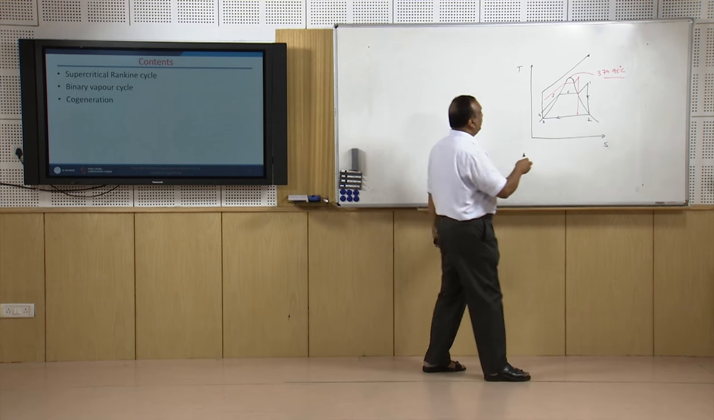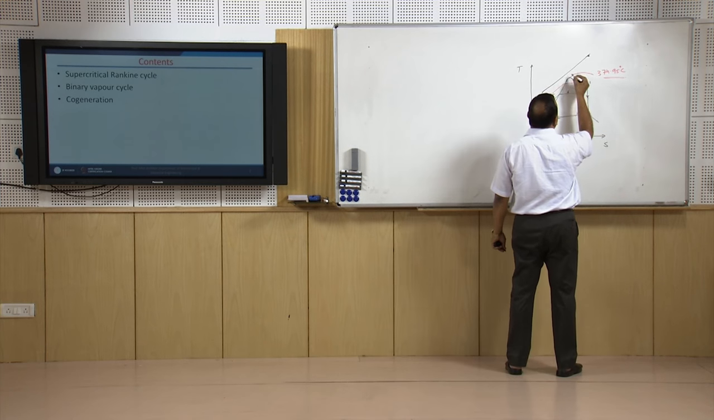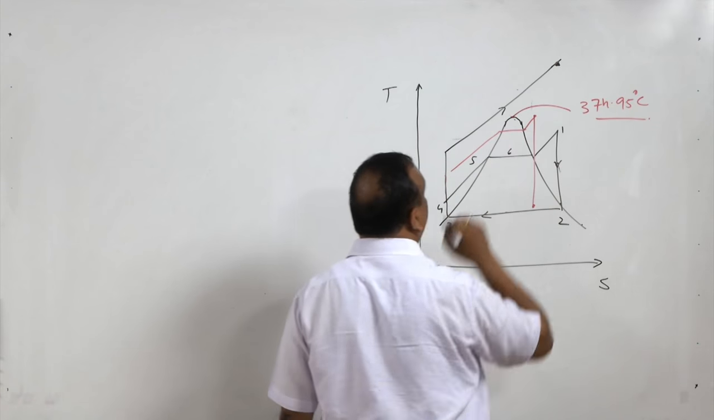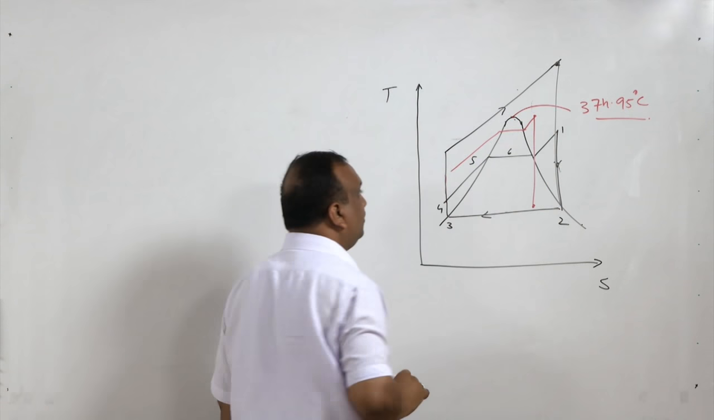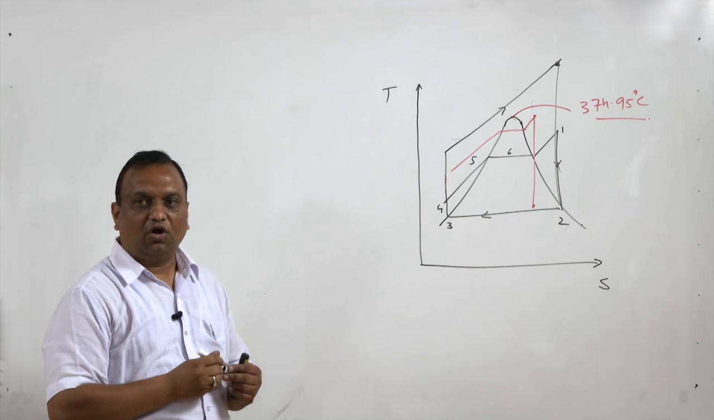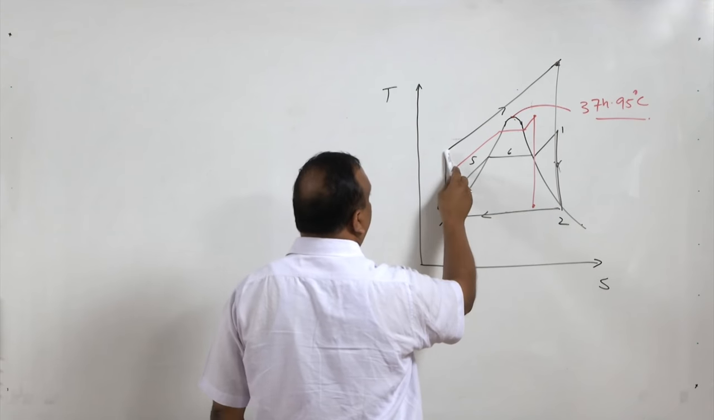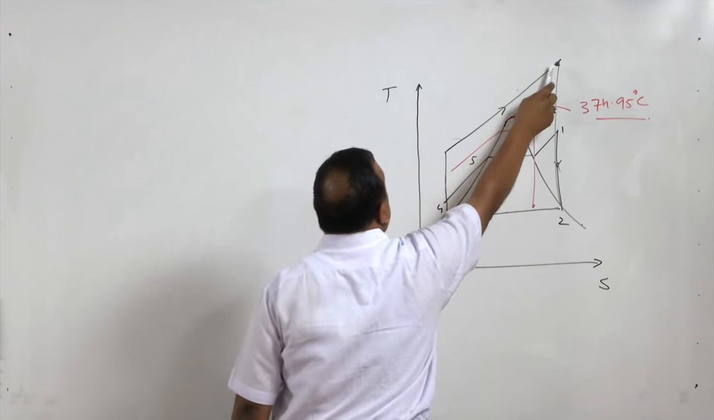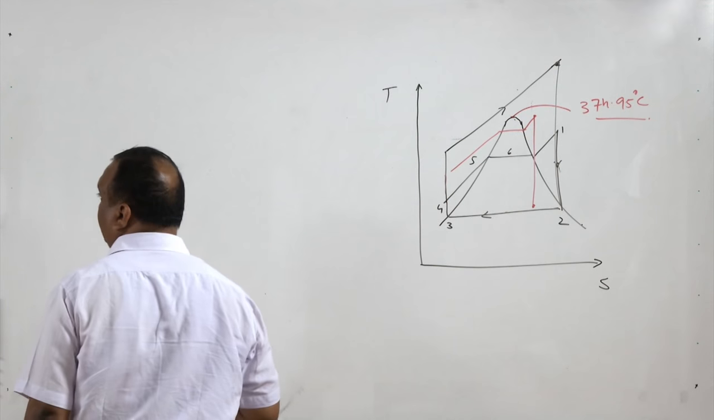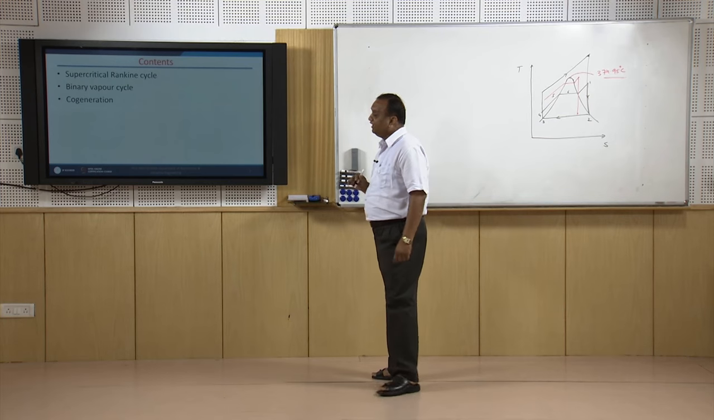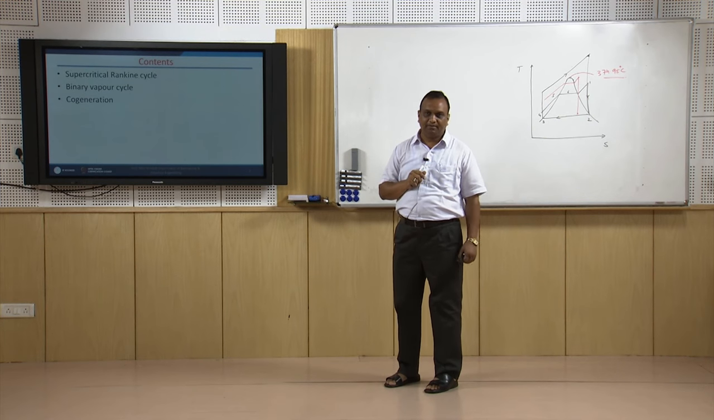So in a supercritical cycle, the heat addition in the fluid takes place beyond the critical point. The rest of the processes are the same. There is no change in the rest of the processes. The only change is the pressure of heat addition in the working fluid. Now, after this supercritical Rankine cycle, we will come to the binary vapor cycle.